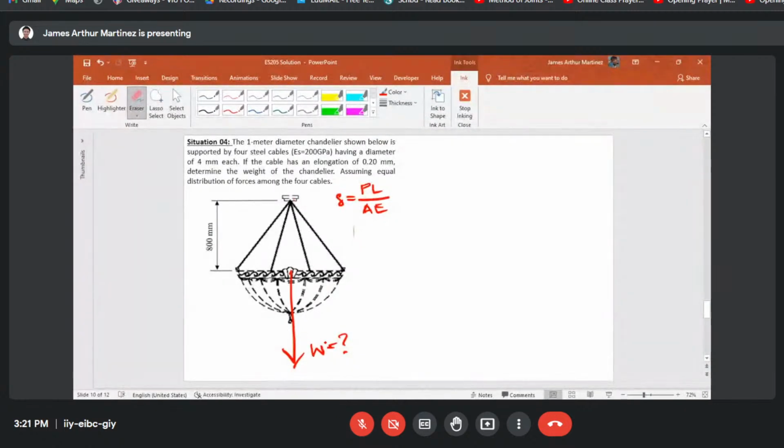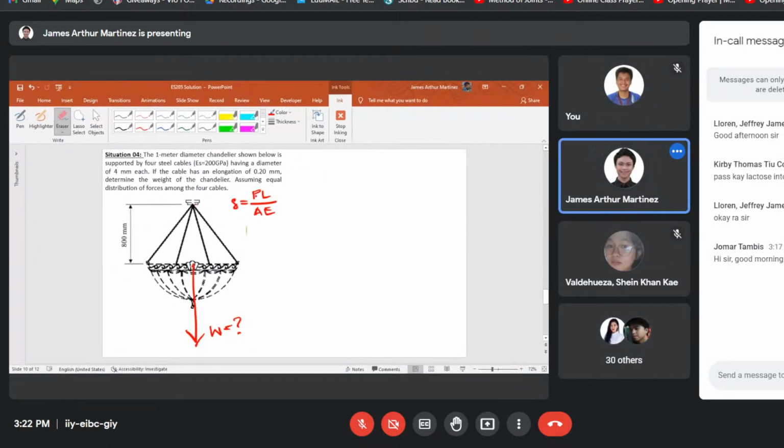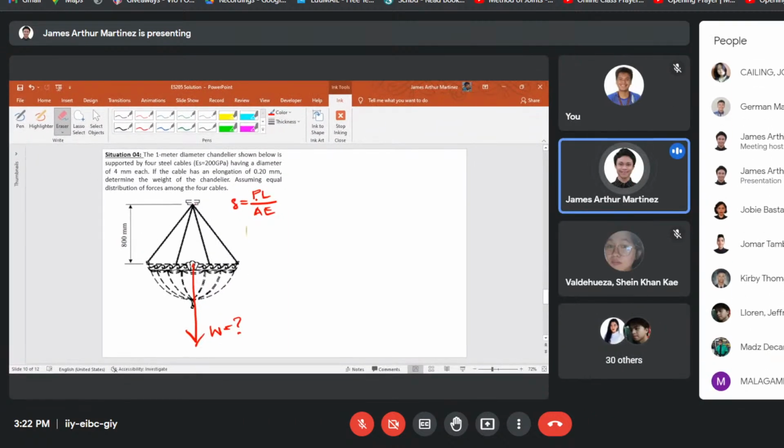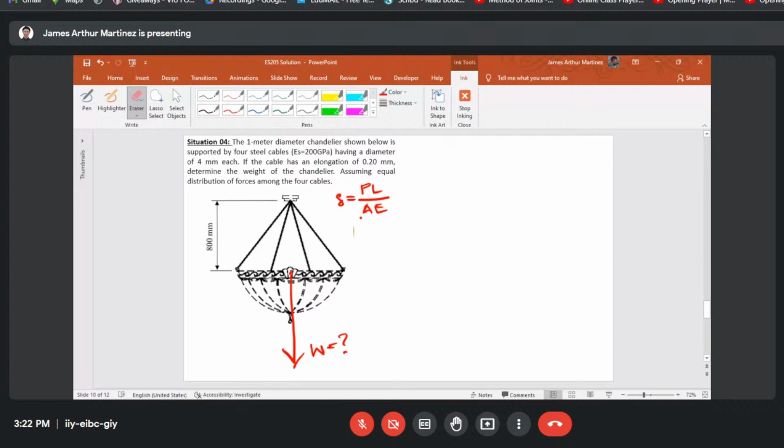To solve for the allowable total weight of the chandelier, it has something to do with the strength, or the internal reaction, of your cables. That's why our goal in this problem is to compute for P, and then eventually we can get W. To compute for P using this equation, we have to find L first, so that it is the only unknown variable. So how do we find the original length of your cables?